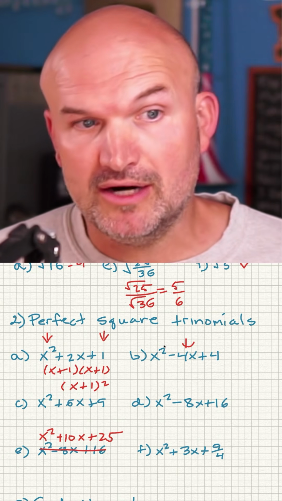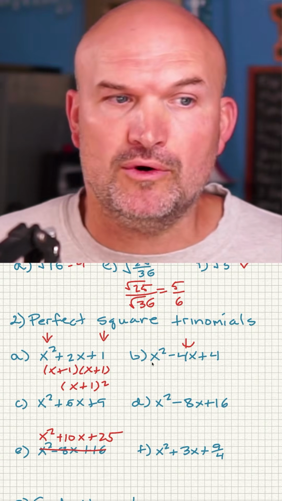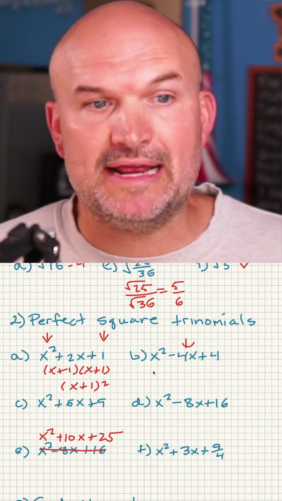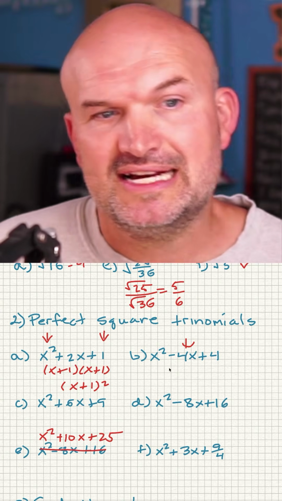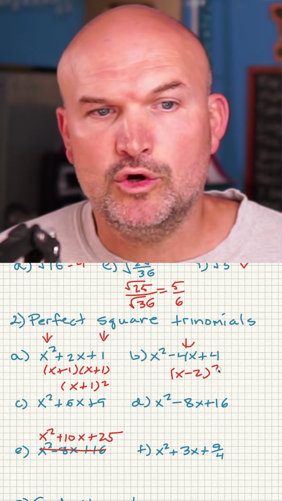Our last term is square, first term is square. What two numbers multiply to give us 2, add to give us a negative 4? Instead of plus and plus, you can see it's going to be a minus 2 and a minus 2. And again, rather than writing this as x minus 2 times x minus 2, we can simply write this as x minus 2 quantity squared.